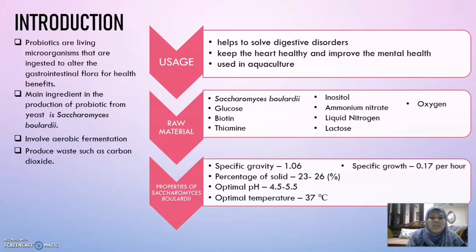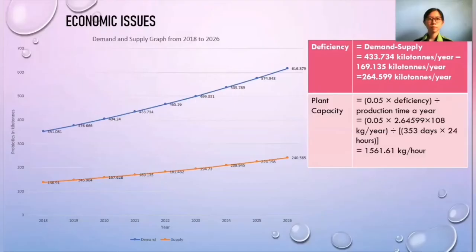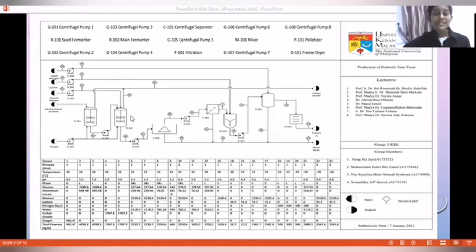Some of the properties of Saccharomyces boulardii are it has optimal pH at 4.5 to 5.5 and optimal growth temperature at 37 degrees Celsius. Next is the economic issues. The graph shows the demand and supply of probiotics from 2018 to 2026. The calculations also show the deficiency, which is 264.599 kilotons per year, and the plant capacity, 1,561.61 kilograms per hour. As we can see from the process flow diagram, there are 7 unit processes.